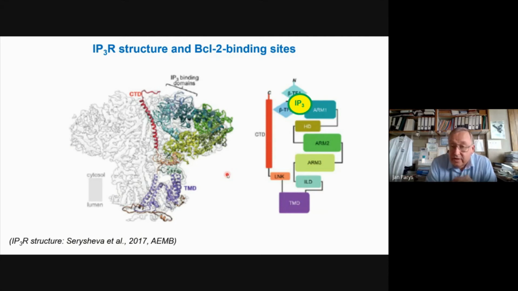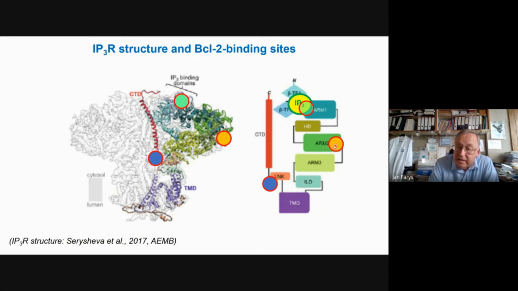Now, I will not summarize the work we have done over a decade on trying to understand the binding of BCL2 to the IP3 receptor, other than to show that ultimately what we found is that BCL2 has 3 binding sites on the IP3 receptor. One is an interaction with the transmembrane domains, and we believe this is needed to bring the BCL2 protein in the neighborhood of the IP3 receptor.